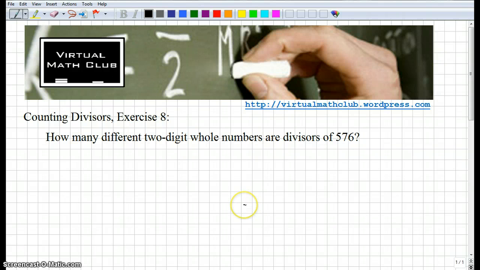How many different two-digit whole numbers are divisors of 576? Alright, well, we're counting divisors again, but this time we're counting just two-digit whole numbers. So we don't want single-digit or three-digit, we just want two-digit whole numbers. But let's go through the steps just like we have for the other problems.